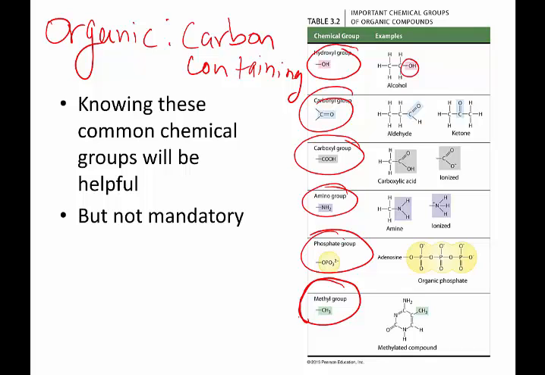For these chemical groups, you don't really need to memorize these. I'll never test you on these on an exam or anything like that, so this is mostly just for you to be aware of them. When you're actually memorizing the structure of different types of macromolecules, knowing these different chemical groups is going to be very helpful. So definitely refer back to this table in your book, table 3.2, or you can look at this slide in the future when you're memorizing macromolecules.